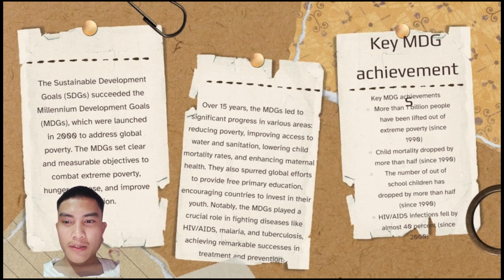Over 15 years, the MDGs led to significant progress in various areas, reducing poverty, improving access to water and sanitation, lowering child mortality rates, and enhancing maternal health. They also spurred global efforts to provide primary education, encouraging countries to invest in their youth.